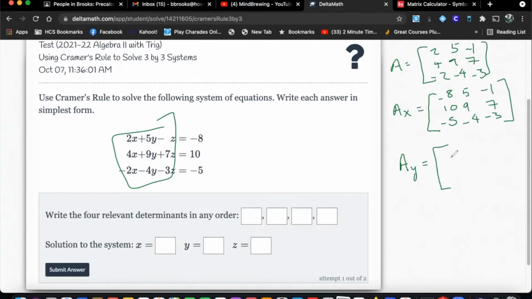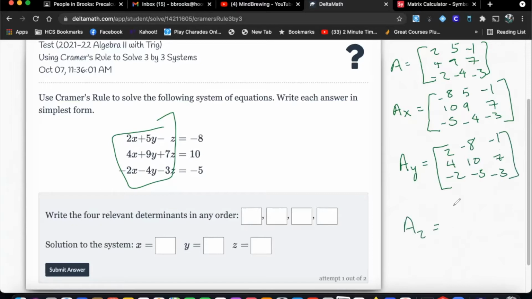Now we're going to do a Y, where we switch the Y column with the target. So the X values stay the same and the Y values change: -8, 10, -5, then -1, 7, -3.